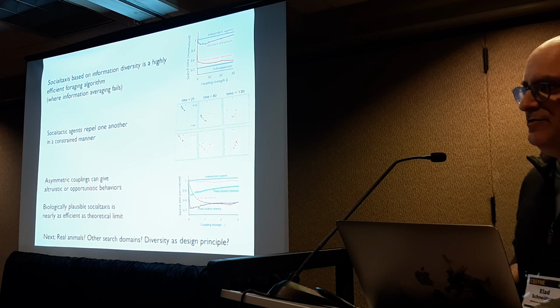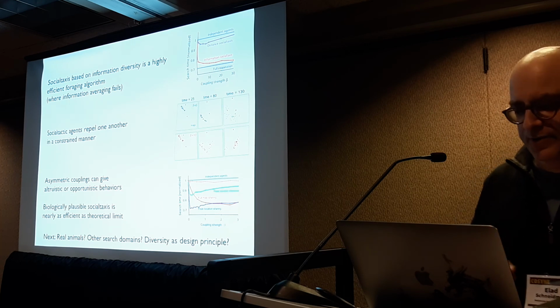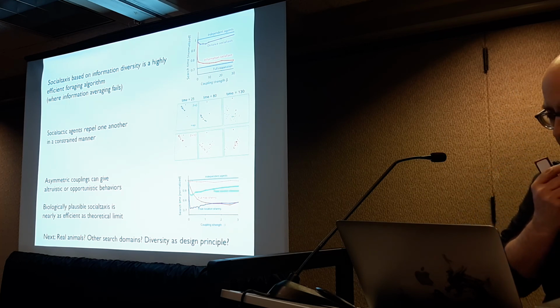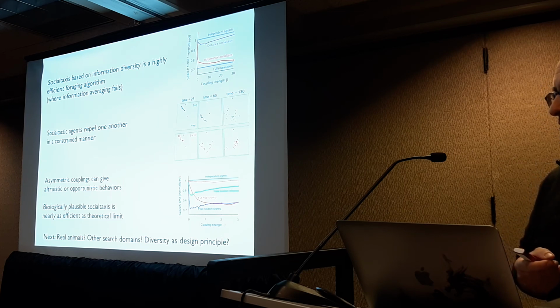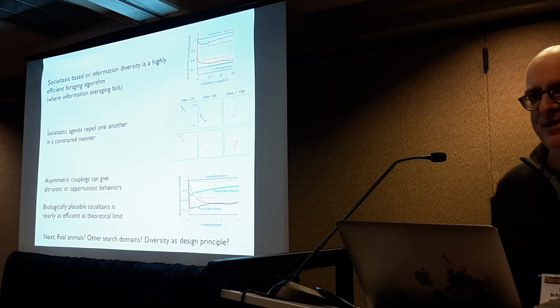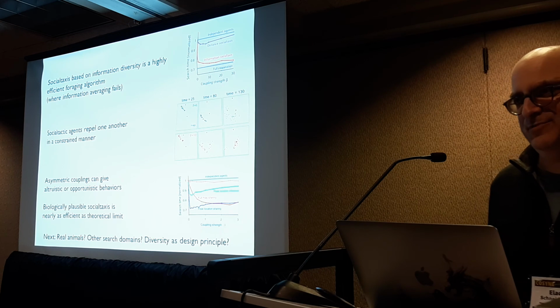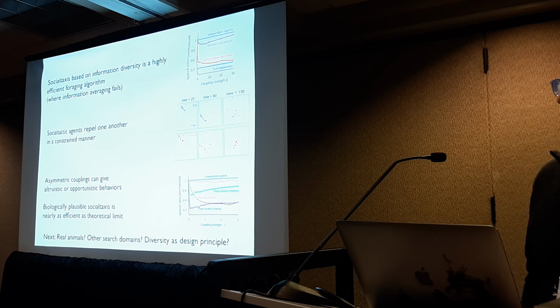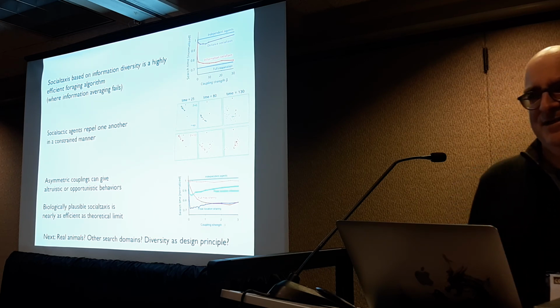So now we can go back to asking things about real animals and other search domains, and thinking of diversity as a principle for what groups might want to do. In terms of real animals, we played a little bit with the data of the real fish. It didn't seem like they read the Infotaxis or Socialtaxis paper either. And then we thought, okay, maybe they're not knowledgeable enough.